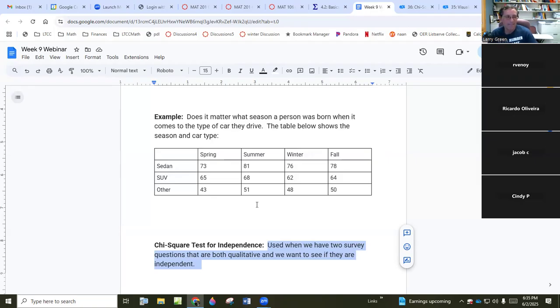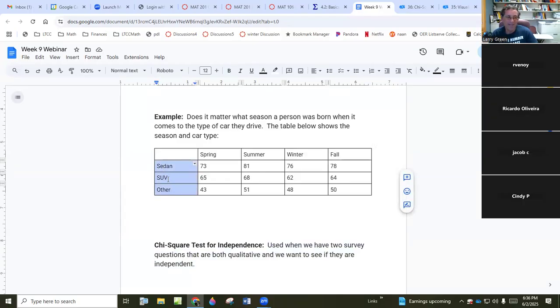Okay. All right. And then the second is, what kind of car do you tend to drive? So I typically drive an SUV. What kind of car do you tend to drive? Sedan, SUV, or other? So what kind of car do you drive? Okay. So you'll notice that what you're answering are words, right? Sedan, other. Do you see that? Not a number. You're not giving me a number, you're giving words. So this is two survey questions where both are qualitative.